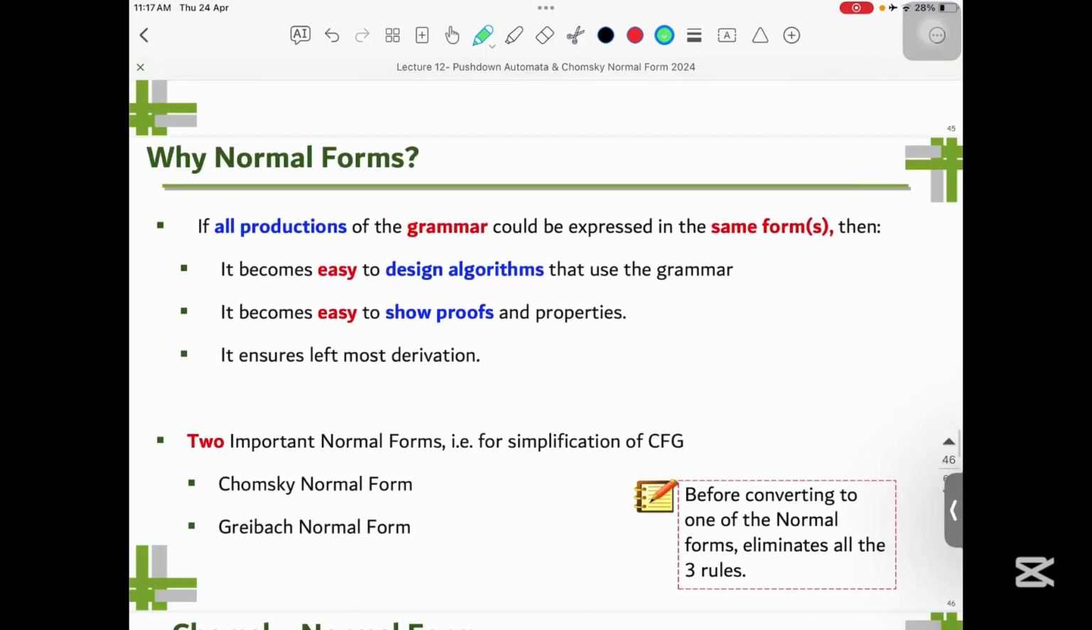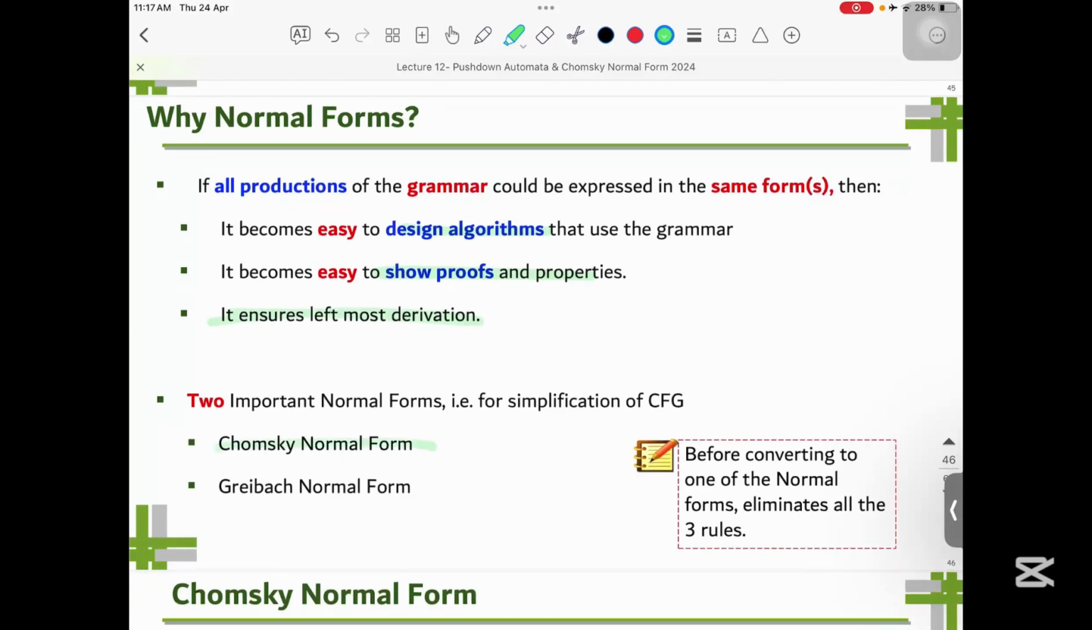Now the question is, why normal form? If all the productions of the grammar could be expressed in the same format, then it will be very easy to design algorithms, and very easy to show proofs as well as properties, like in regular grammars, where we talk about union, intersection, concatenation, and all those things. It also ensures the leftmost derivation. So two important normal forms: one is known as Chomsky, another one is known as Greibach normal form. Before converting to one of the normal forms, we can eliminate all the rules.